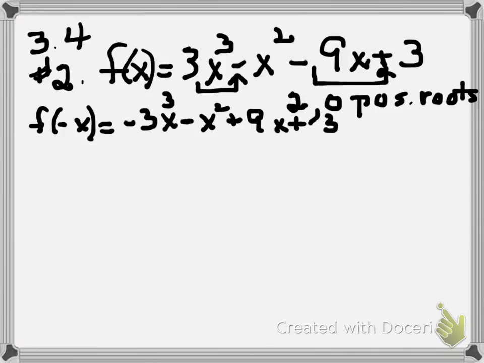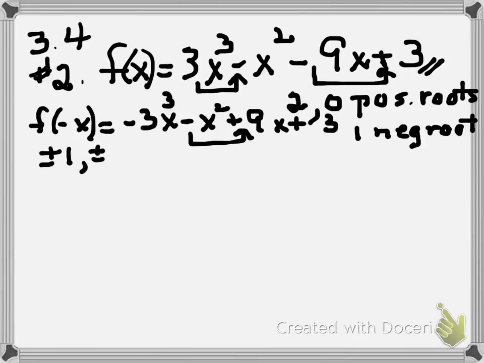plus 3. We do not have a change in the first two signs, but we have a change from negative to positive. So we have one sign change, meaning that we will have one negative root. So of our three solutions, you can have two positive and one negative. Let's take the factors of the constant. We have positive and negative 1, positive and negative 3. In the denominator, we're taking the factors of the leading coefficient. And again, we have positive and negative 1, positive and negative 3.